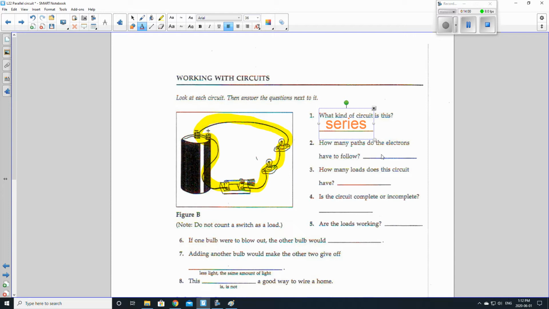How many paths do the electrons have to follow? I just highlighted it. It only has 1 path. How many loads does this circuit have?